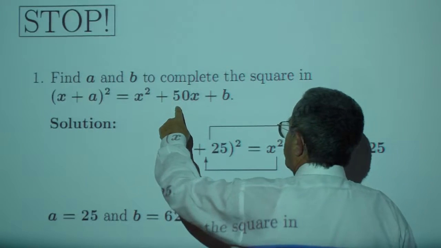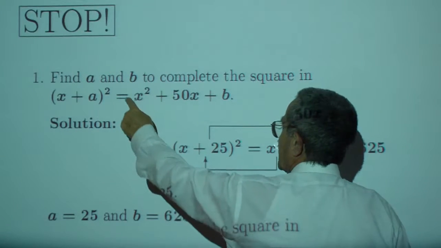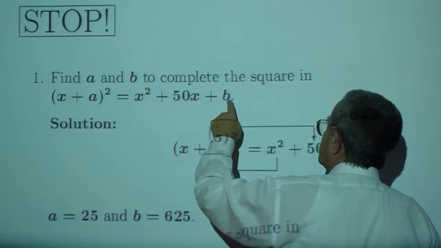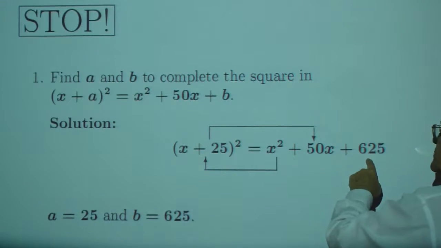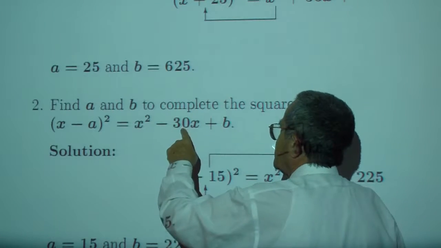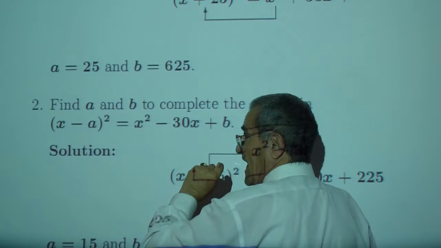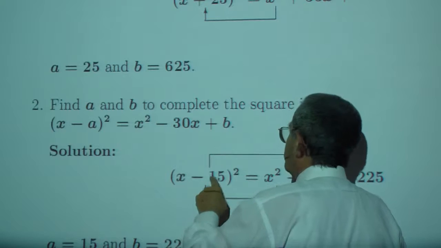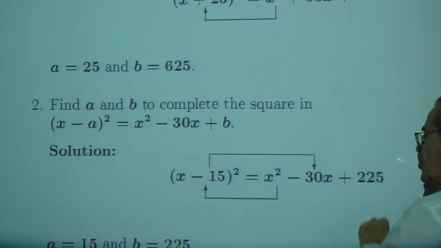I need 1/2 of this, which is 25. First check this is 1 times x squared. So I can take 1/2 of this, and that quantity squared, the b, which means 625. I need, this is 1 times x squared, check. I need 1/2 of 30, which is 15, and 15 squared, which is 225.